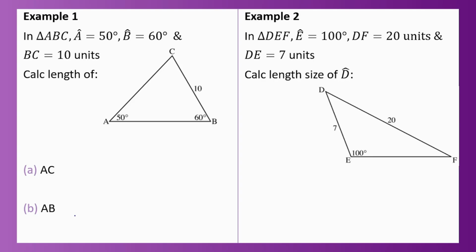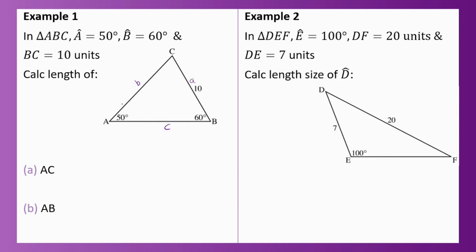Here's our first example. We are given a triangle. The triangle is named ABC. So if you want, you can start by adding: if this is angle A, then the side opposite it is small a. If this is angle B, the side opposite is small b. And this is C, then this would be side c. They gave us 50 degrees, 60 degrees, and then this length over here is 10 units. The first thing they are asking us is to find the length of AC.